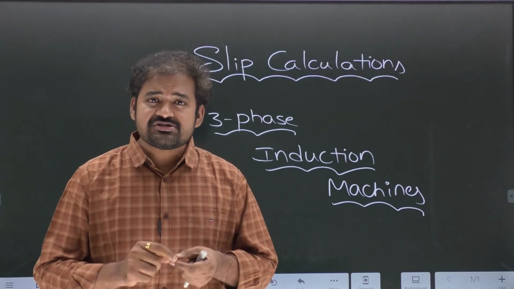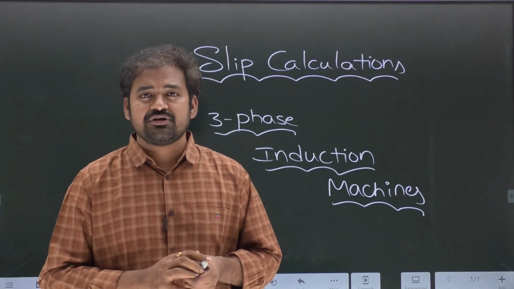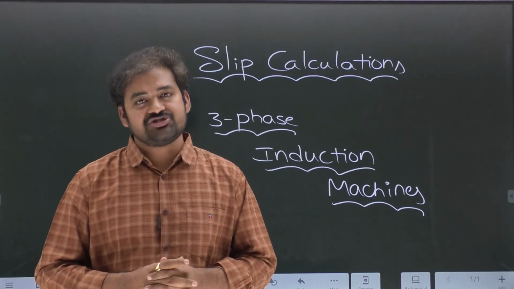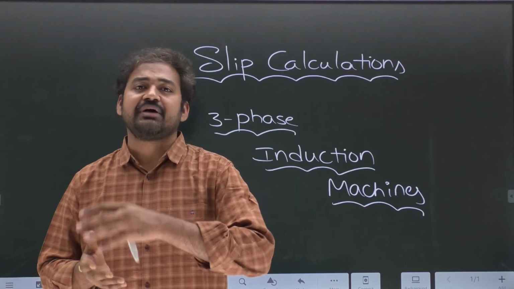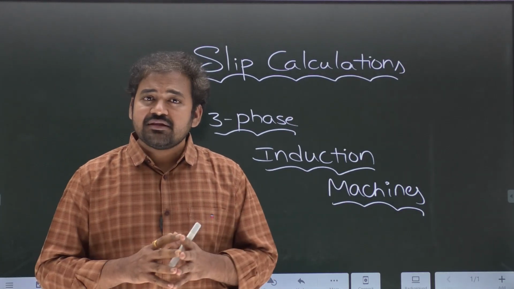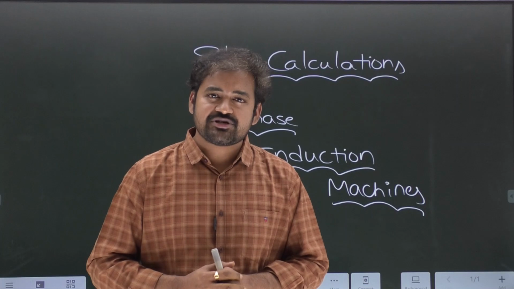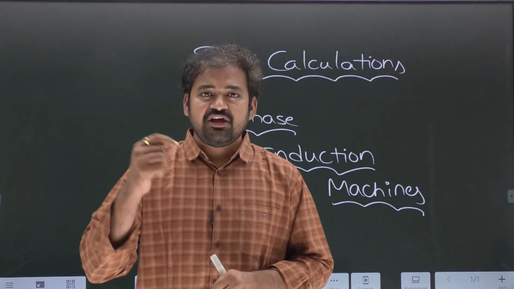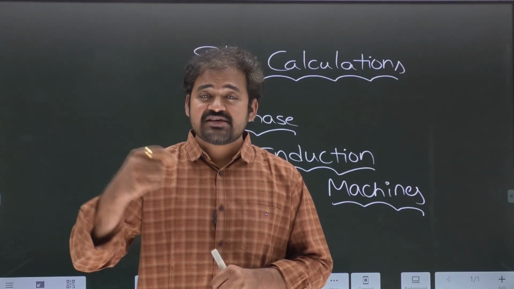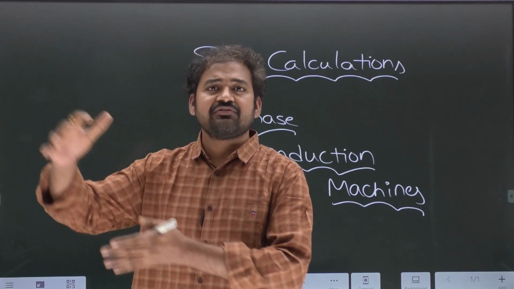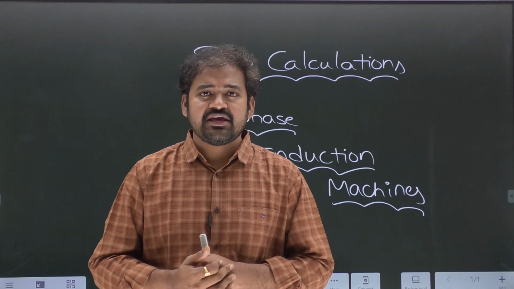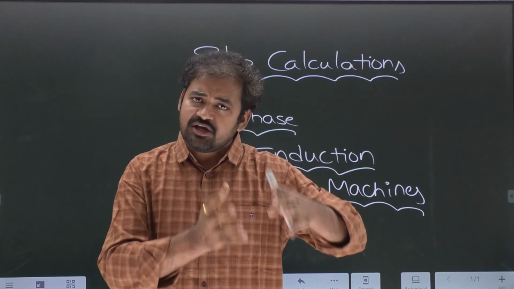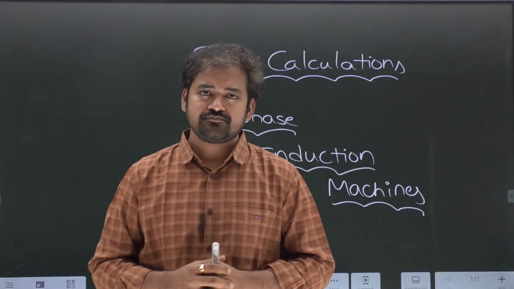But when the machine is driven by an external prime mover, the slip formula may change, because the prime mover may rotate the rotor in the forward or in the backward direction. And again, there are two different cases we have to study. One is when the motor is excited from the stator side, that means the stator winding is connected to supply, or when the motor is excited from the rotor side, that means the rotor winding is connected to supply.